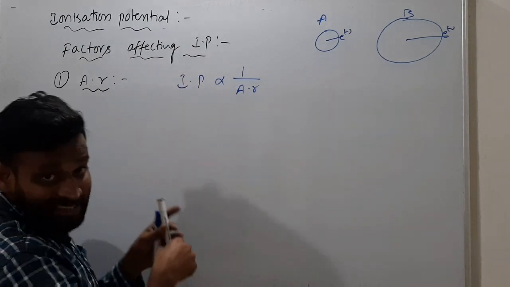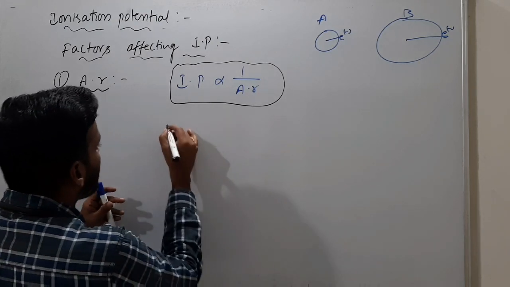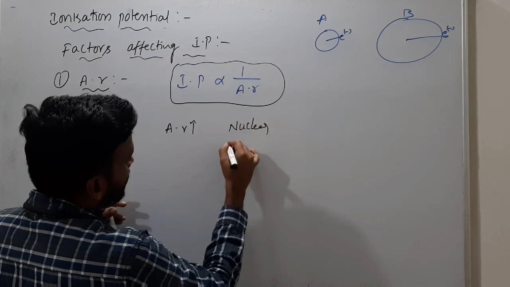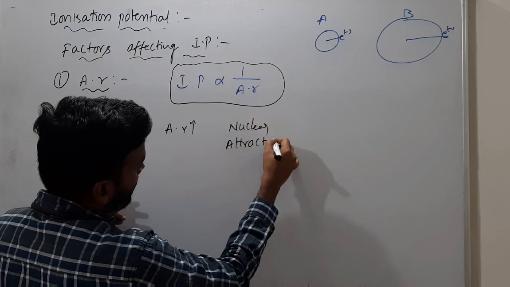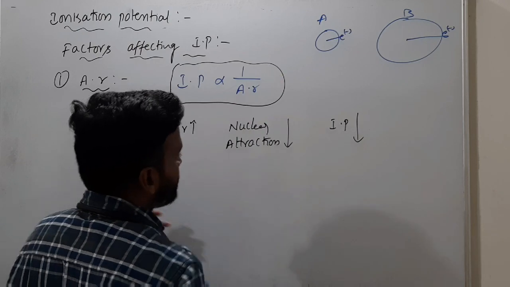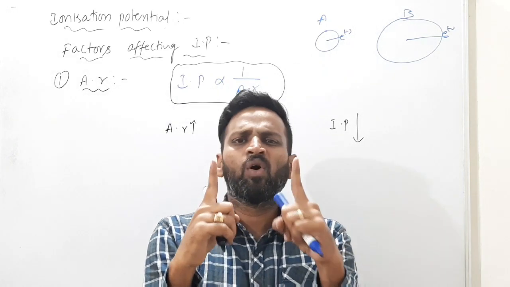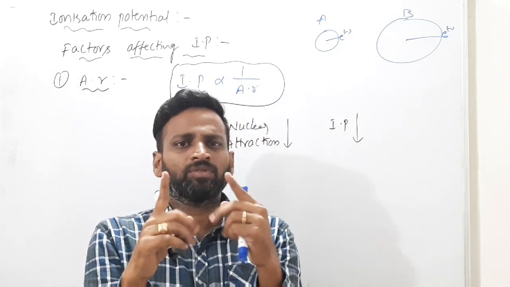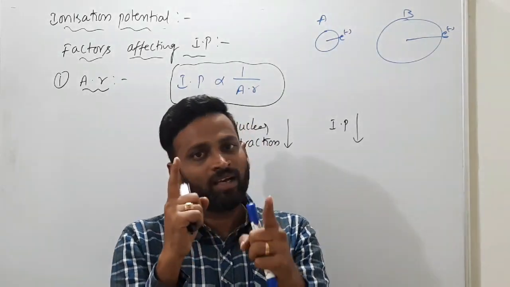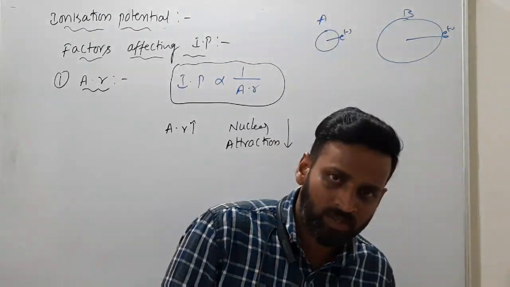What is the reason behind it? Very simple reason. As atomic radius increases, nuclear attraction decreases. Certainly ionization potential decreases. Attraction is less, so you can easily remove the electron. If two friends have a strong relation, means more attraction, you have to use more energy to separate them. If the bonding is already weak, means they already have some distance, you can easily separate them. Simple logic, correct?